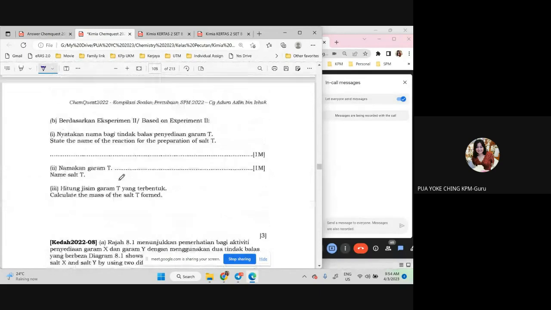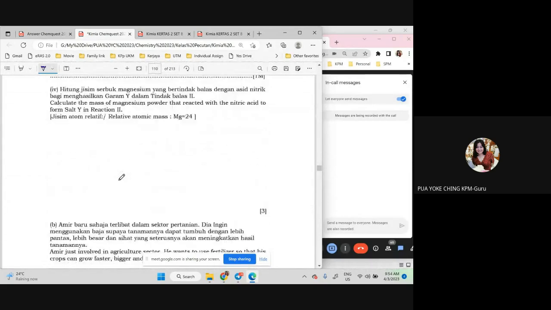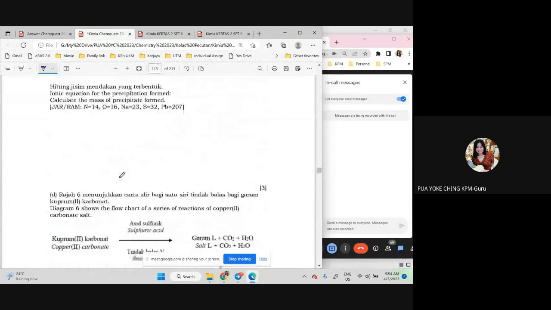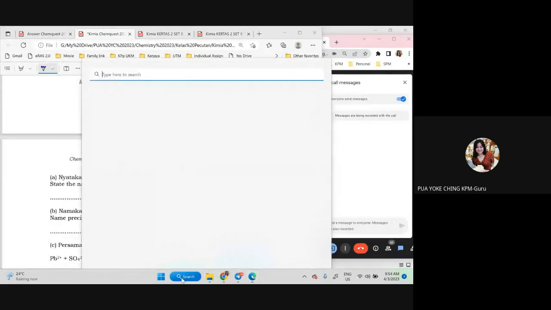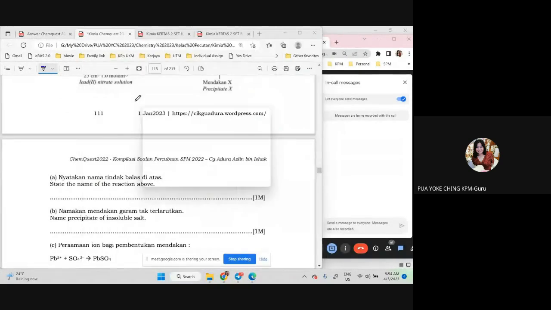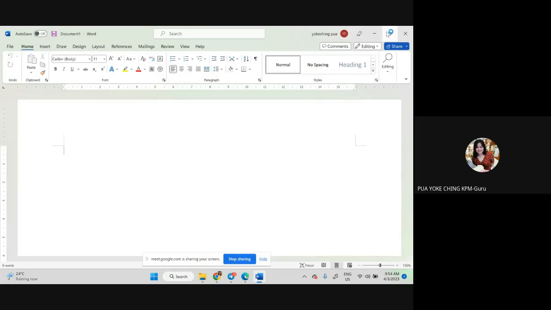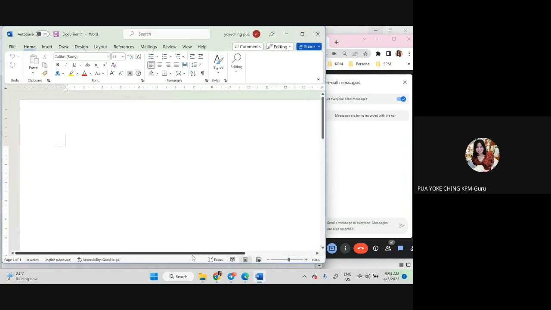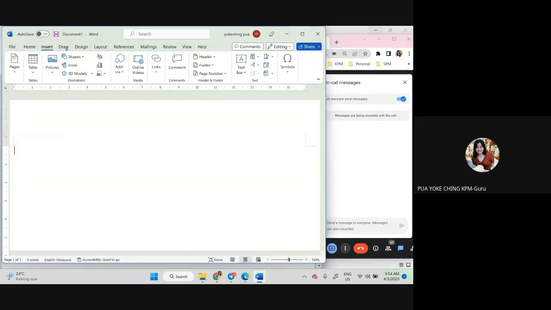What we will discuss today. Cikgu will go through everything, and then I will write on another paper. I open a Word document. Today I want to discuss preparation of salt. We will revise a bit for preparation of salt, and then revise again for the cation test and anion test. Okay, so for preparation of salt.